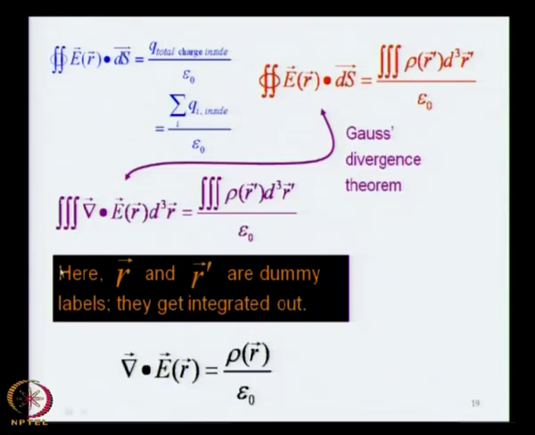So, the corresponding integrands are the divergence of E at the point, and this must correspond to 1 over epsilon 0 times the charge density also at the same point.